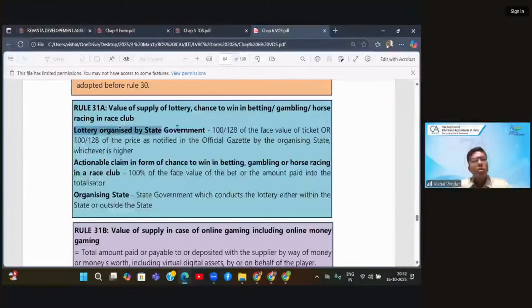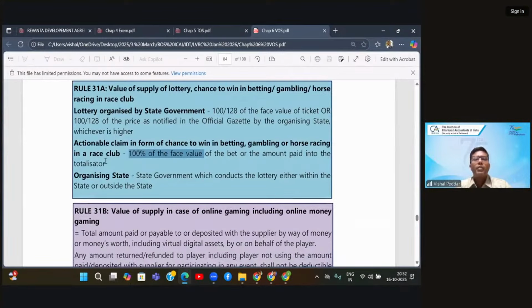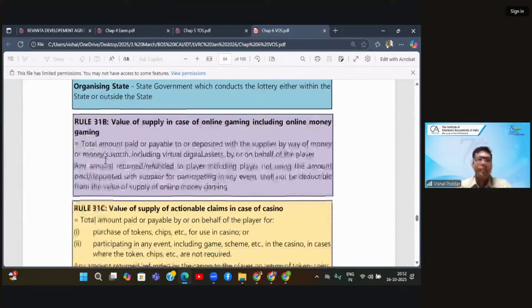If the lottery is organized by state government, the value is simply the face value, that is the price printed on the lottery ticket, divided by 128 multiplied by 100. So this will be the taxable value if the lottery is run by state government. If the lottery is not run by state government, then simply the value is 100% of the face value. So whatever is the value printed on the lottery, that will be considered as the taxable value.